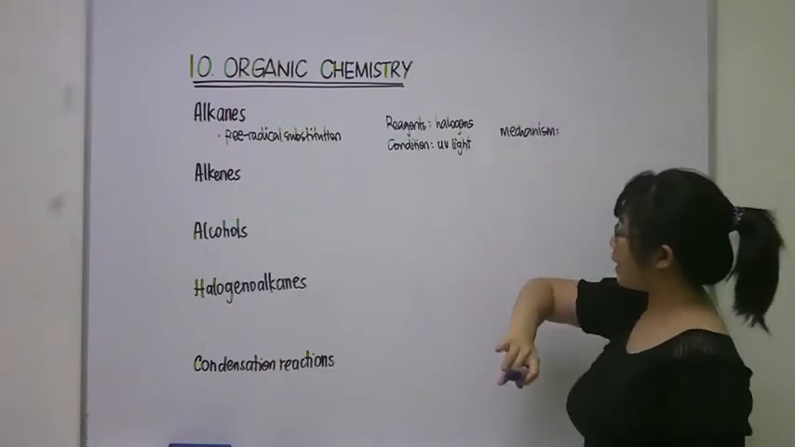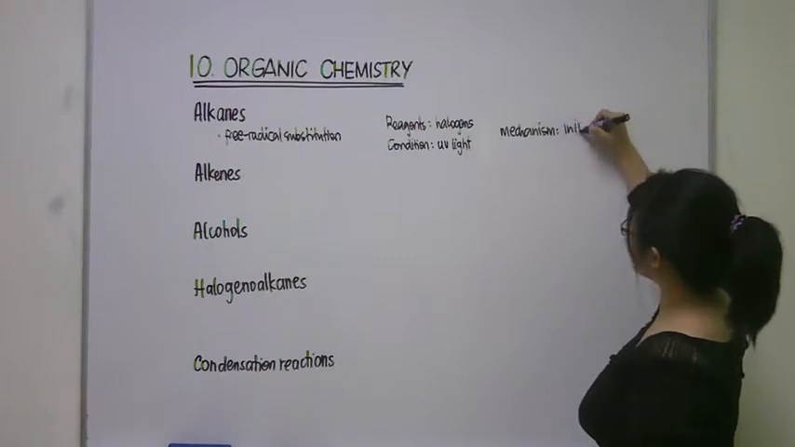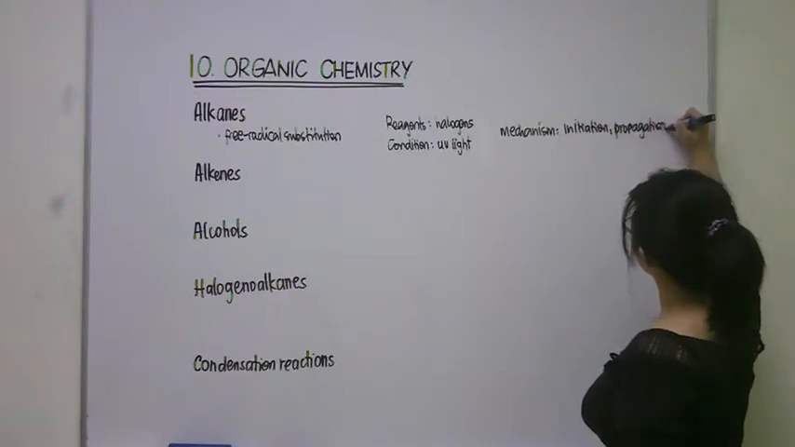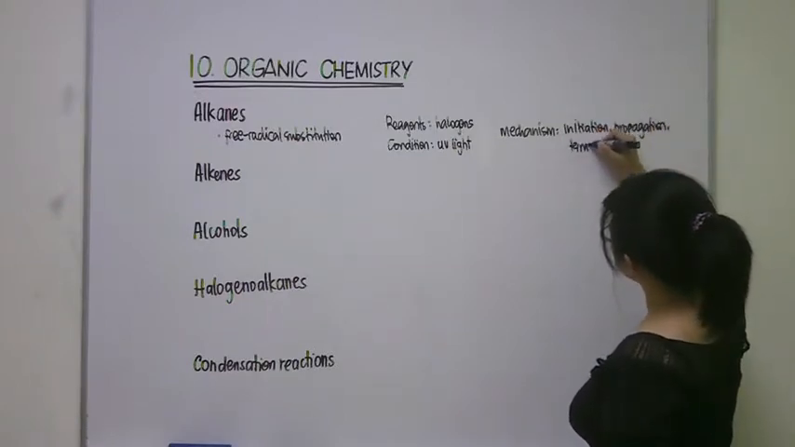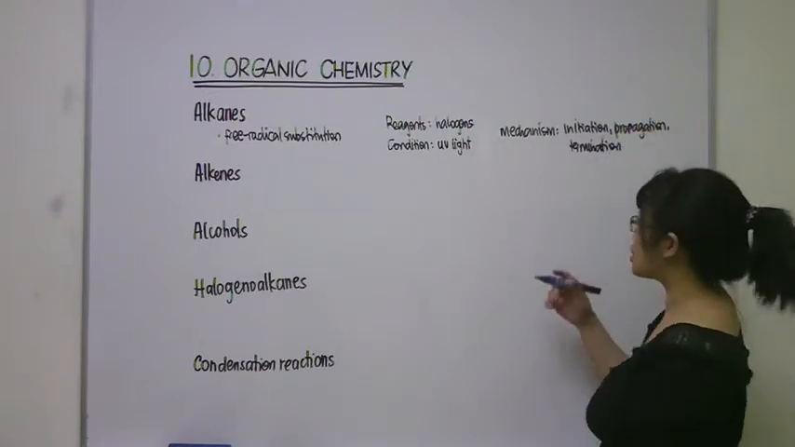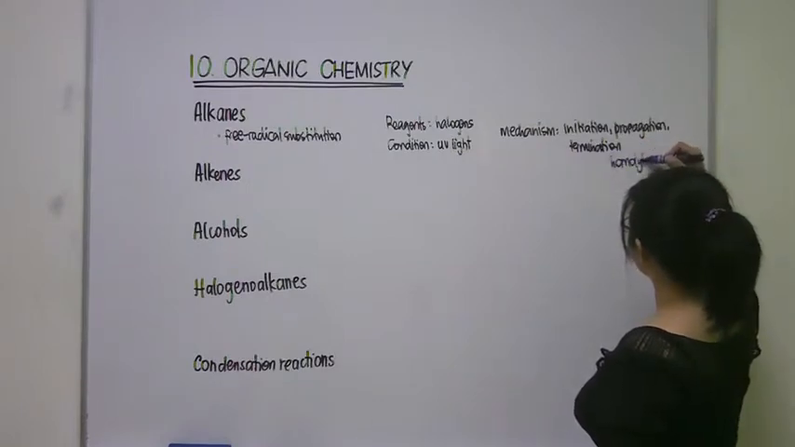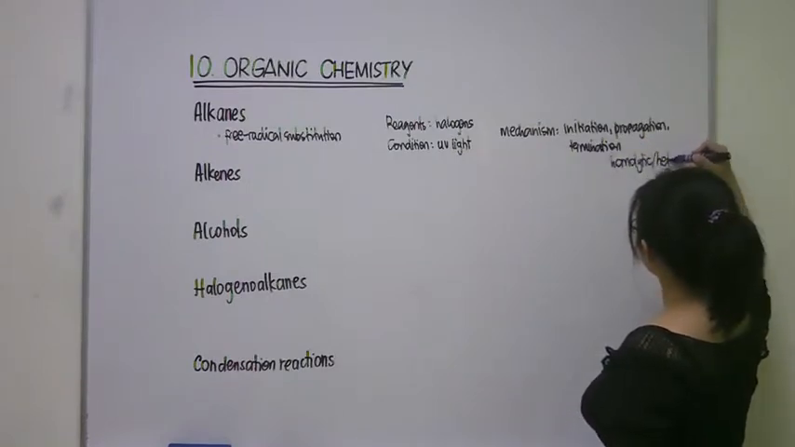How it happens: you know that there will be initiation, propagation, and termination. And you should also mention homolytic fission and heterolytic fission.